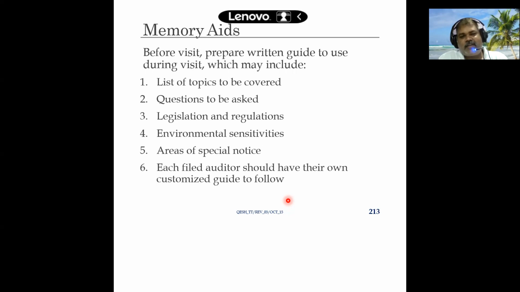Before contacting the external certification body, either for recertification or a surveillance audit, you must do the internal audit and your management review, right? So this is also part of the system requirement. That's why I say they never mention the frequency. This one is up to the management. It can be 6 months or it can be yearly. So they go for environmental sensitivities, areas, special notices, and each field auditor should have their own customized guide to follow.